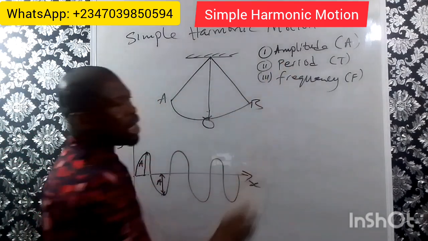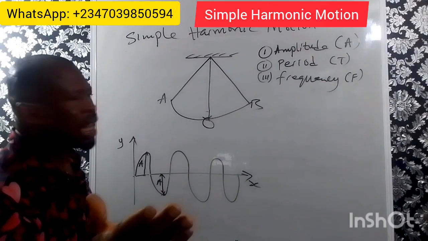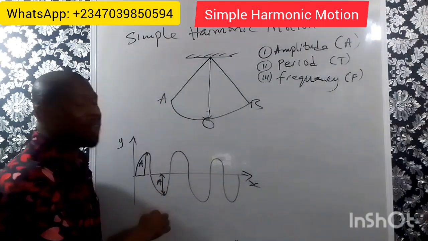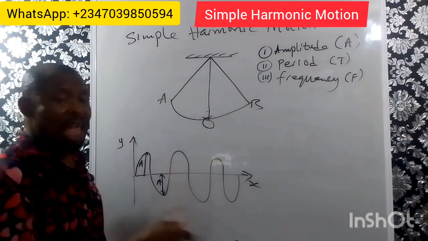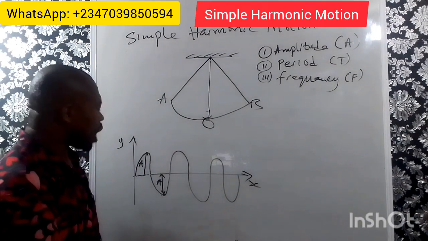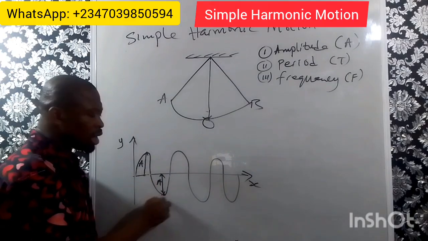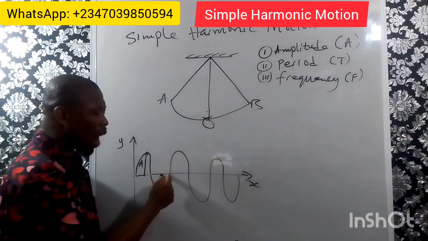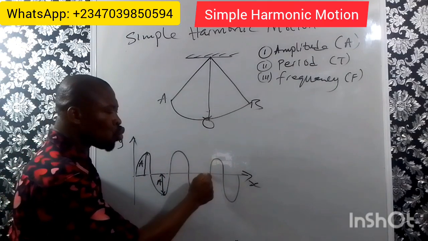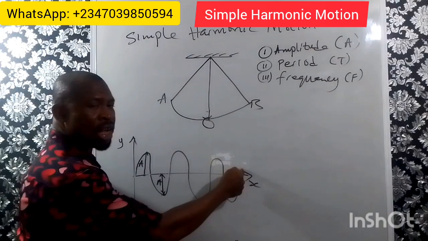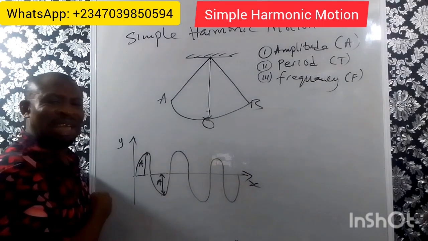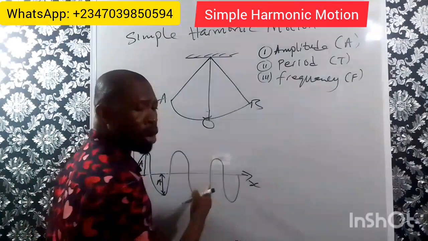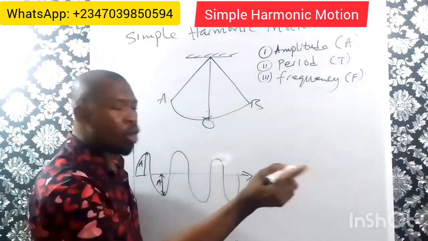Now we look at frequency. Frequency is defined as the number of oscillations a body completes in 1 second. Now if you look at this, this is half an oscillation, this is another half. If you keep counting: half here, 1, 1.5, 2, 2.5, 3. So this is 3 cycles or 3 oscillations. So it is the number of oscillations performed over time.